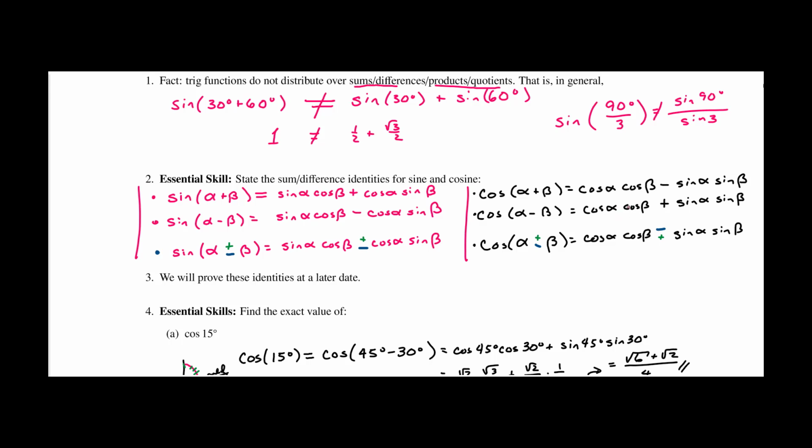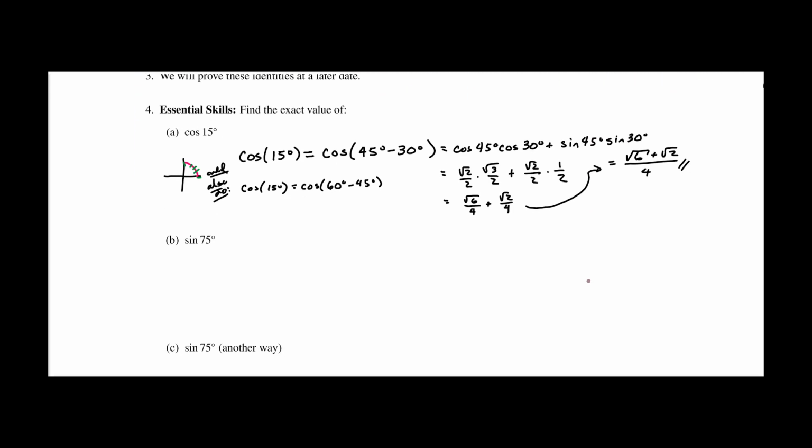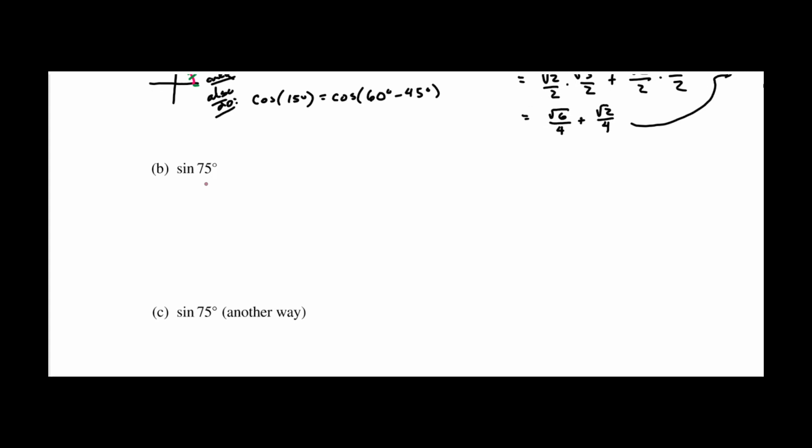And there's lots of reasons in the real mathematical world why we might want to do this. But one way to motivate you with this is here we're showing how we can use these sum and difference angle identities to evaluate non-unit circle trig values. So let's go ahead and look at letter B here. And so we've got our sine of 75 degrees.